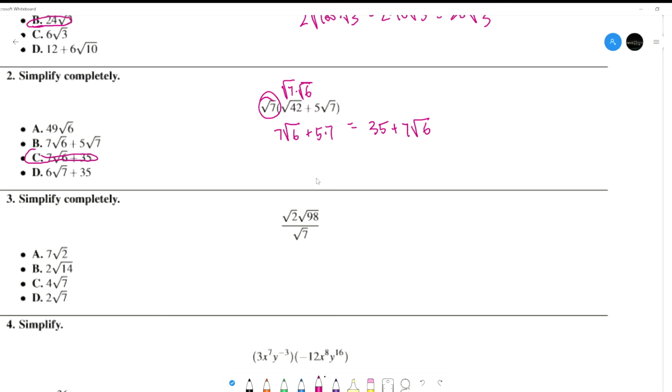So as you're following along, try to do this on the calculator. Make sure you know how to do it. Okay. Now, number 3.